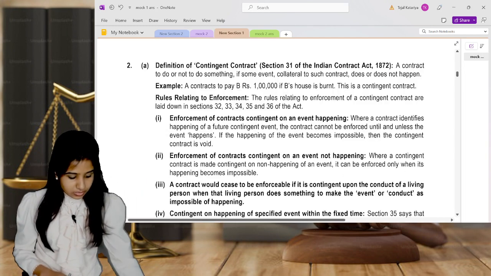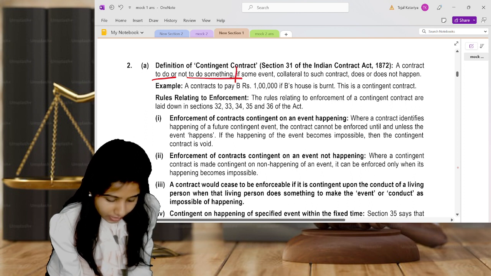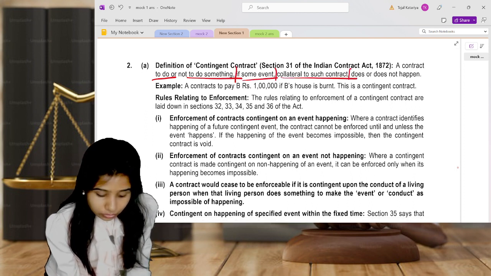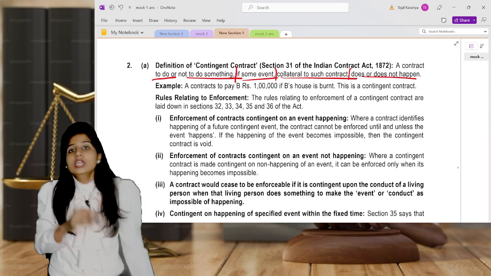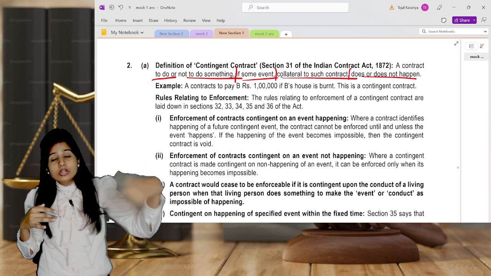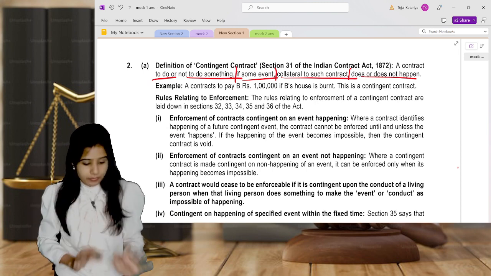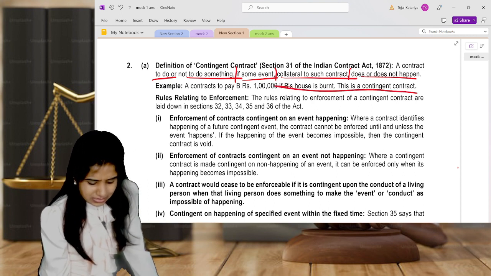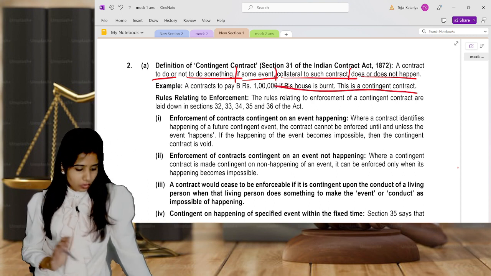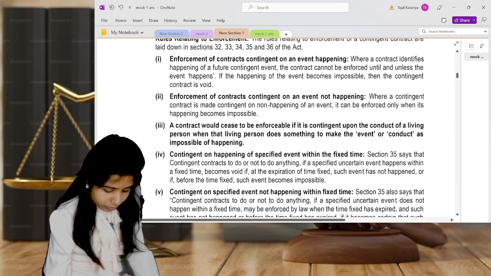So first, what is a contingent contract? A contract to do or not to do something, if some event collateral to such contract does or does not happen, right? It is dependent on something. So if that collateral event does or does not happen, then only your contract may or may not be performed. So this is all about the contingent contract. For example, they have given this example, you may write something else, no problem. But the rules are very important. We have 5 rules, 1, 2, 3, 4, 5.